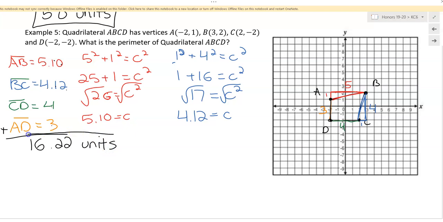And always with pencil and paper math, feel free to use a calculator. So the perimeter of this figure here is 16.22 units.